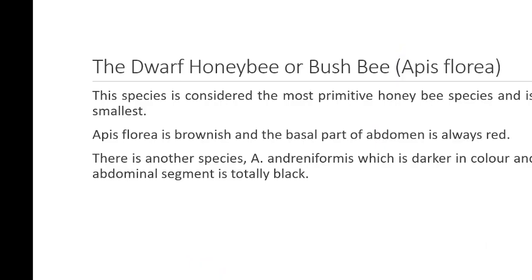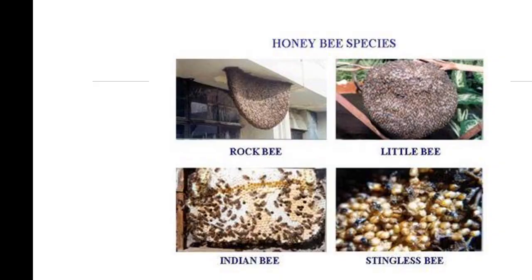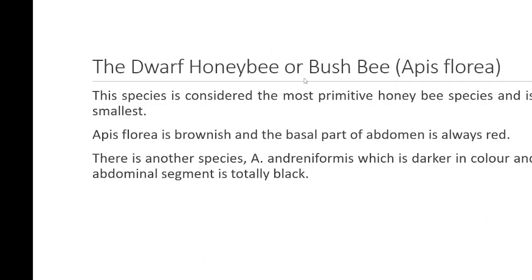First, we will take the smaller one. Here you can find a smaller one by the name little honeybee. This little honeybee is normally known by the name dwarf honeybee or bush bee. Scientifically, its name is Apis florea, and this is considered the most primitive honeybee species in India. In Malayalam we call it Cherude. That is the Apis florea.